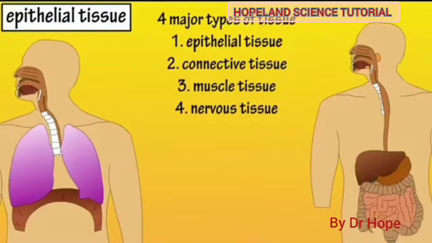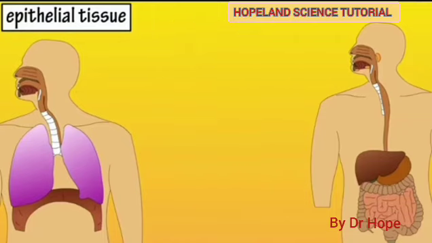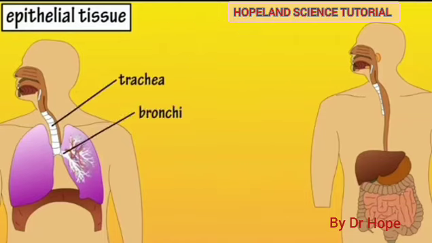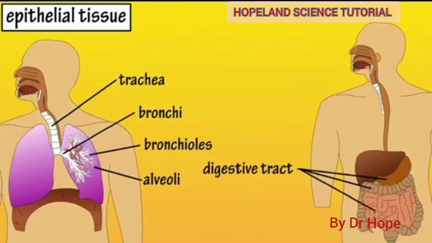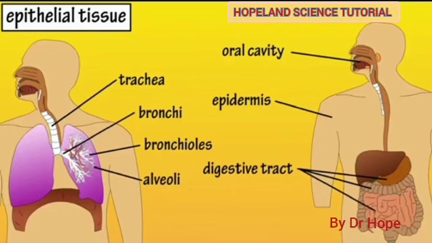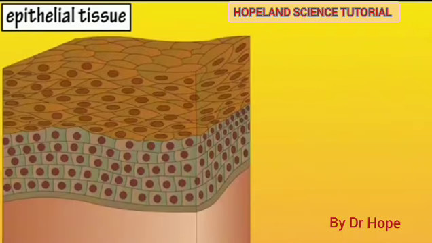Epithelial tissue is one of the four major types of tissue in the body, and it can be found throughout many parts of the body. It lines many of the structures of the respiratory tract, such as the trachea, bronchi, bronchioles, and alveoli, which are the tiny air sacs in the lungs. It also lines most of the digestive tract, the epidermis of the skin, the oral cavity, and many of the glands in the body. Epithelial tissues have some common characteristics.